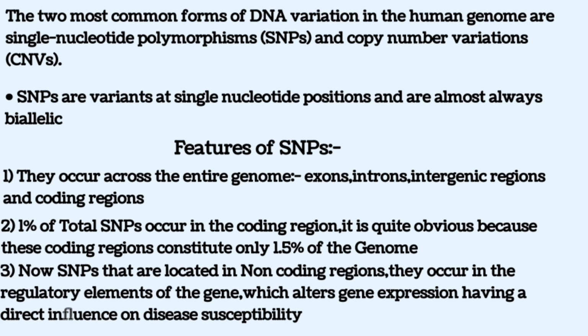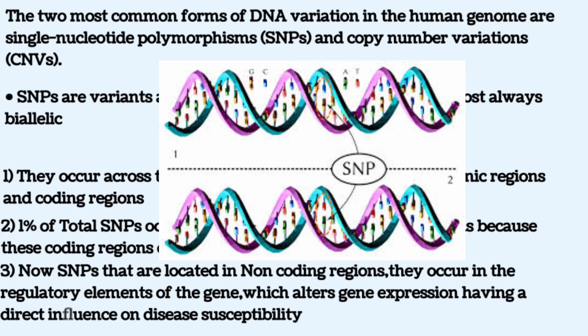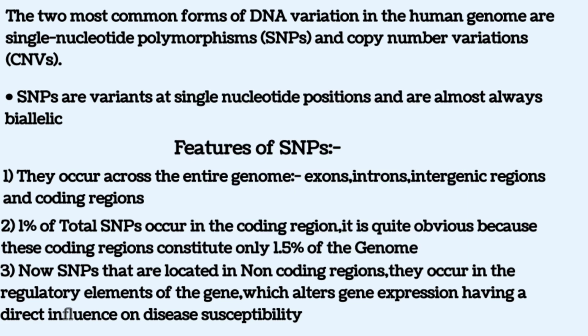Now, as the name suggests, single nucleotide polymorphism. It means there is a variation at single nucleotide positions. Means out of multiple nucleotide positions that may take place, there is variation in only one single nucleotide position. And they are almost always biallelic. Now biallelic का क्या मतलब है? Biallelic मतलब एक जीन मम्मी से आएगा और एक जीन पापा से आएगा. So biallelic. As you can clearly see in this diagram, there is only a change in a single nucleotide position.